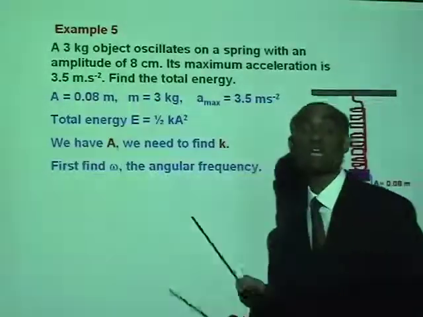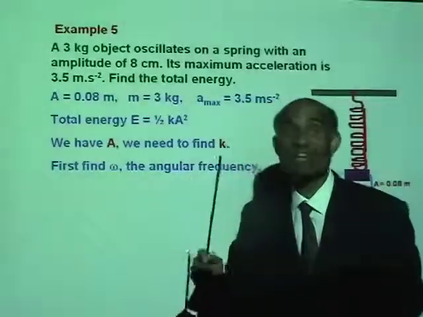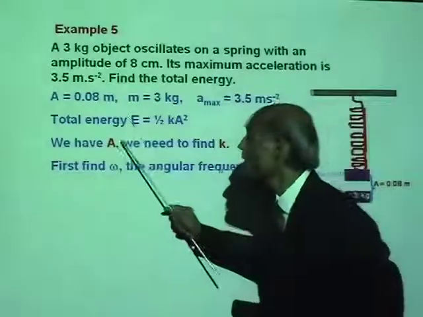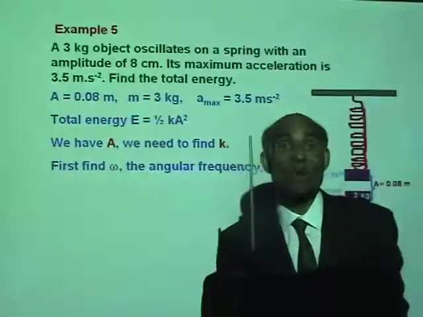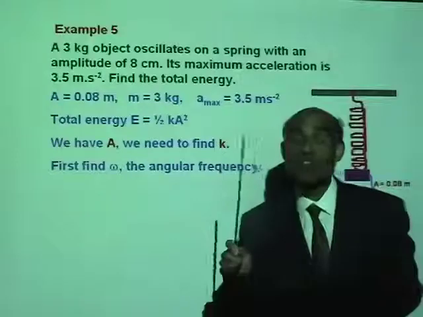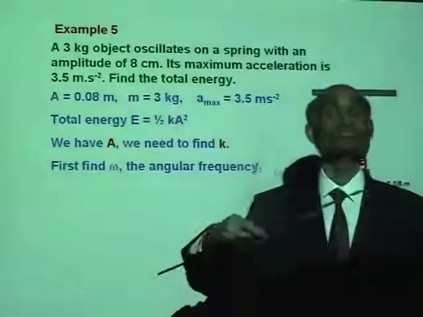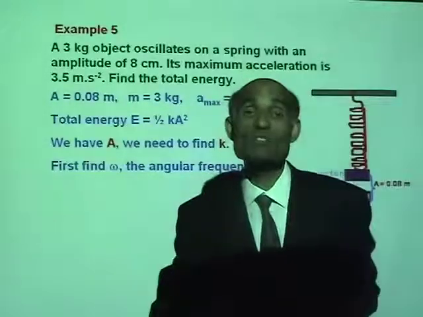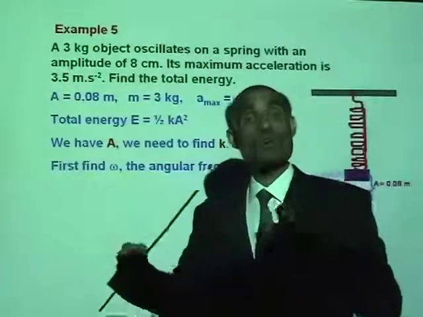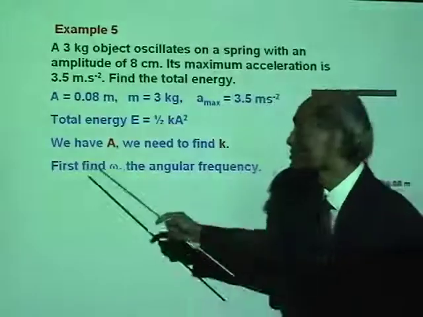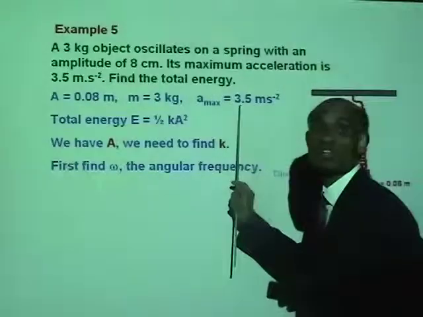The maximum acceleration is A omega squared, where A is the amplitude. Now that means you can find your omega from there. Why do you need to find omega? Because the value of K can be found if you know the value of omega. Omega squared is K over M, or omega equal to square root of K over M. So first we find omega, the angular frequency, from this given data.